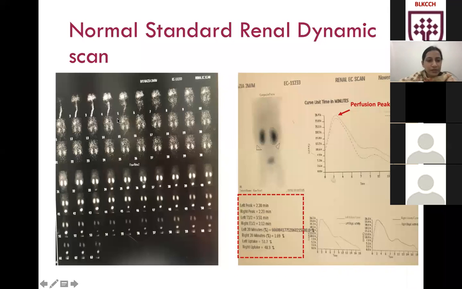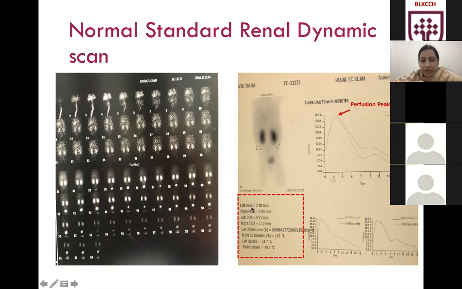So initially images are taken at the frame of one image per second, and in the later half, that is to study the perfusion, and then they are taken at 1 minute interval to study the drainage function of the kidneys. So the initial peak in the tracer agent is due to the perfusion peak. It happens within the first 2 to 3 seconds, and then there is a decline in activity.